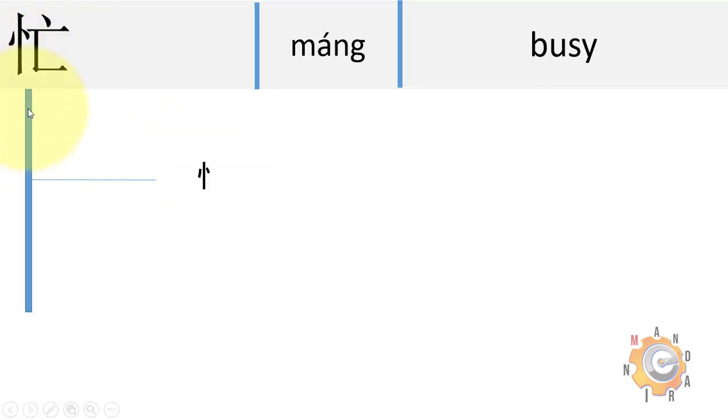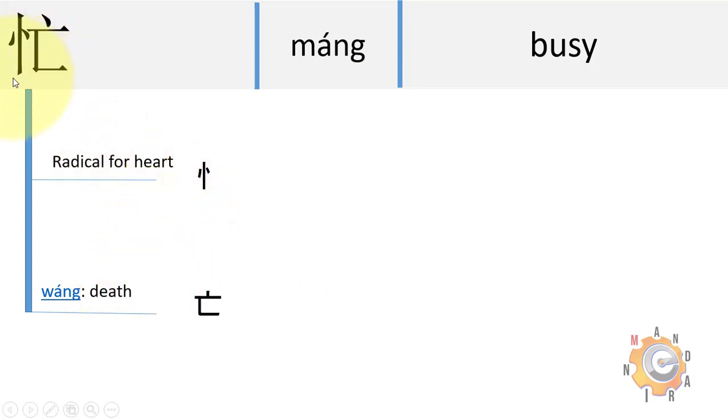Next character is this. 忙, which means busy. The character on the left side is the radical for heart. The character on the right side is actually wang, which means death. So if a person is very busy every day and does not take rest, then his heart is going to die.